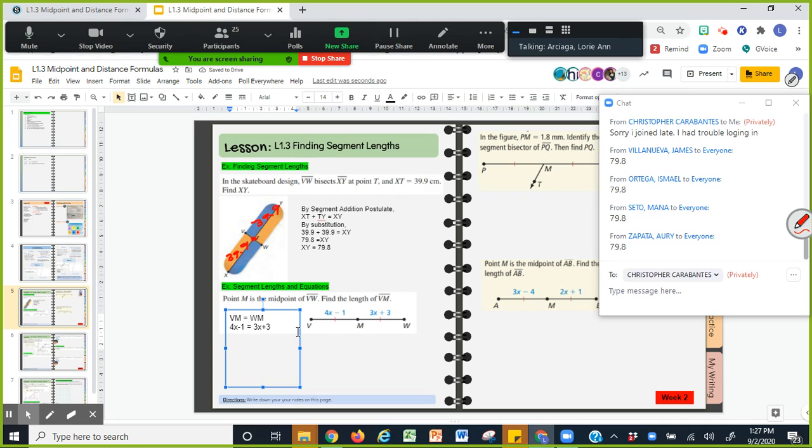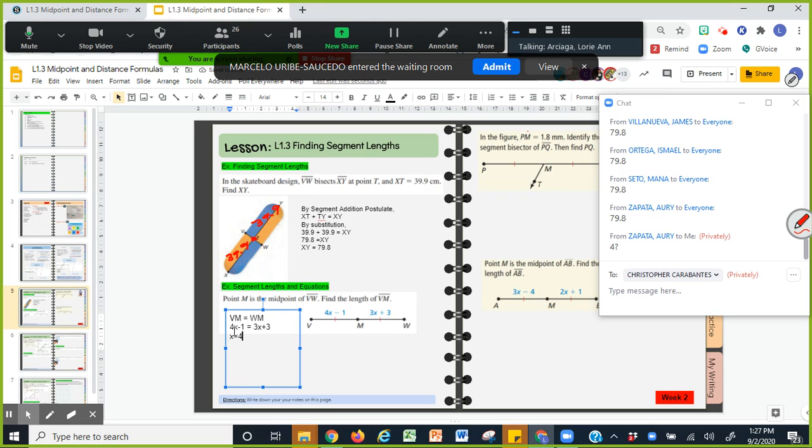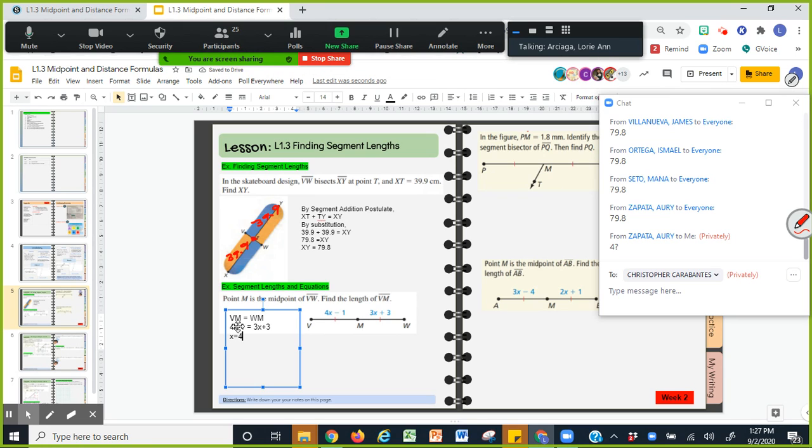So what is X equal to? 4. All right, so X is equal to 4 because you subtract 3x from 4x, you'll get 1x, and then you have to add 1 to the 3. Now we don't stop there because what we need to find is VM. And VM is represented by 4x minus 1. So what are you going to do with the value of x? Substitute. Yep, we're going to substitute.